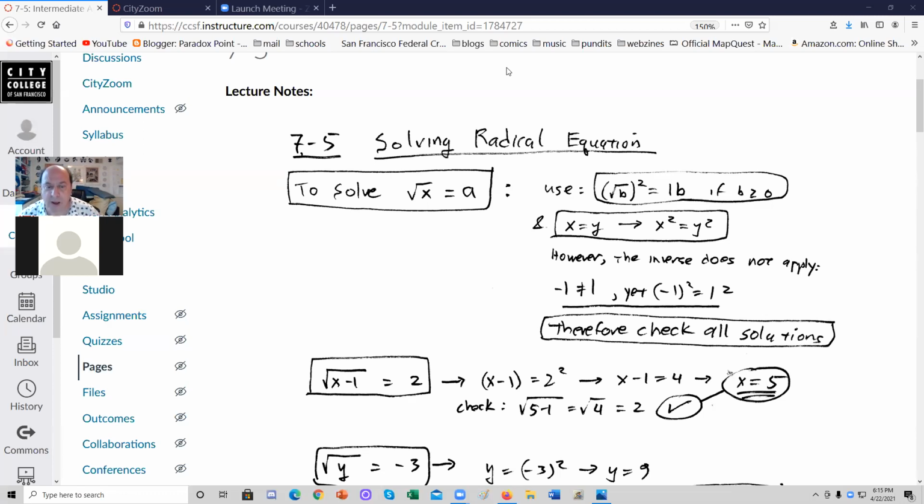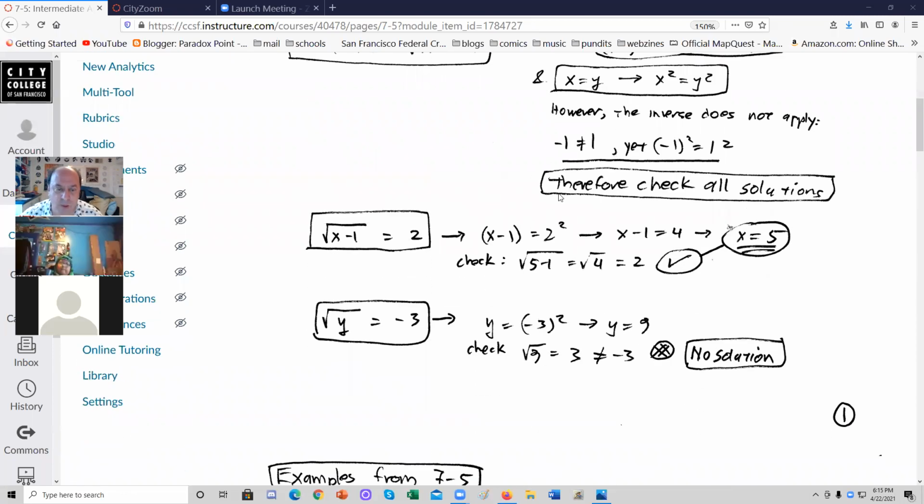All right, so for example, square root of x minus 1 equals 2. You solve that by squaring both sides and get x minus 1 equals 2 squared. So x minus 1 equals 4, x equals 5, and you check by plugging in. 5 minus 1, square root is root 4 is 2, it works.